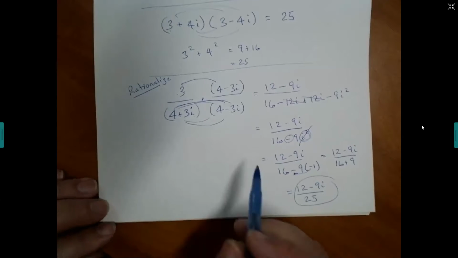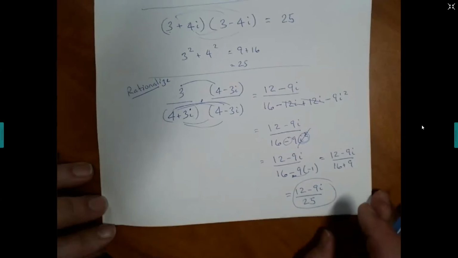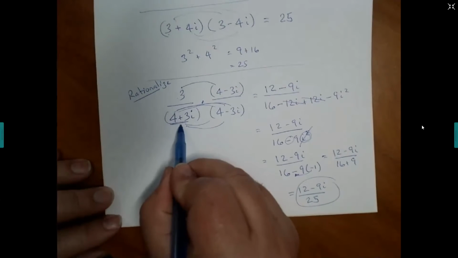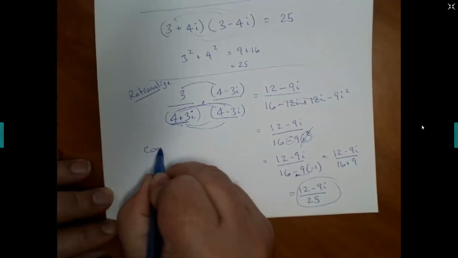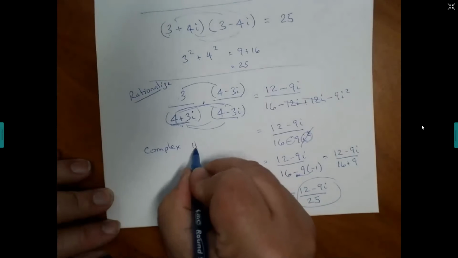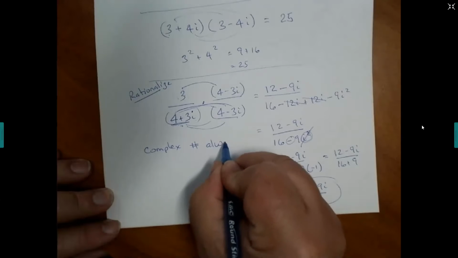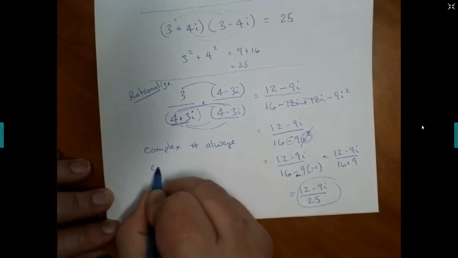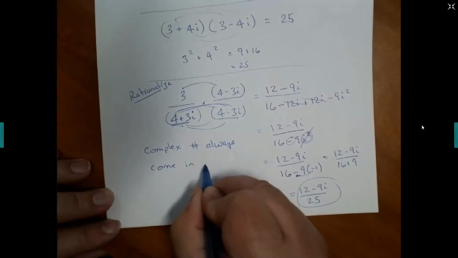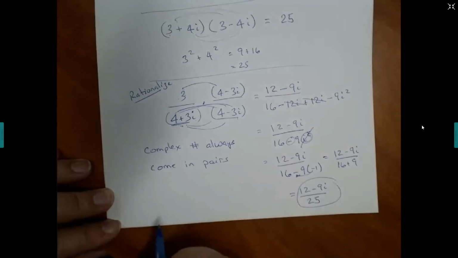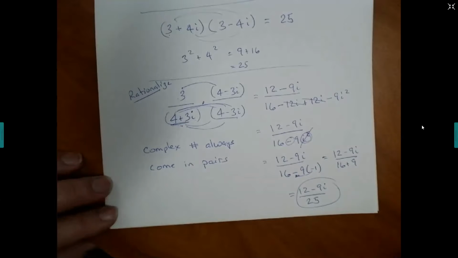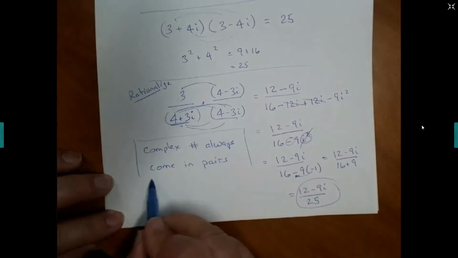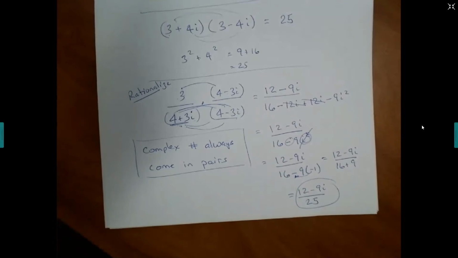Okay, now, the last thing I want to tell you here is this. Notice how whenever we have this, we have to have another equation. Complex numbers always come in pairs. This is an important rule. Complex numbers always come in pairs.